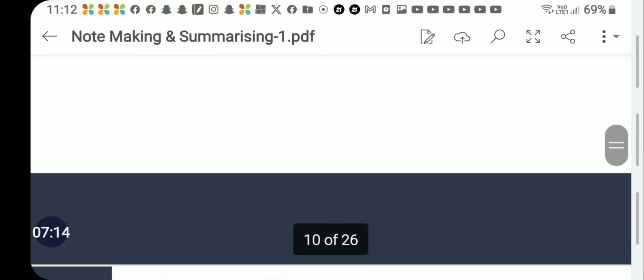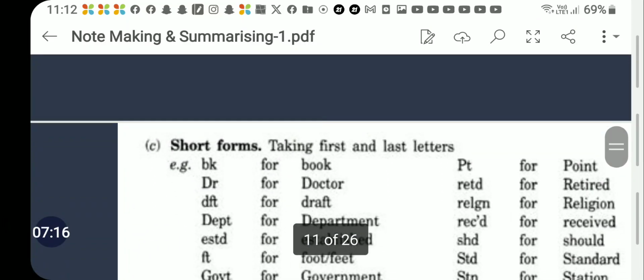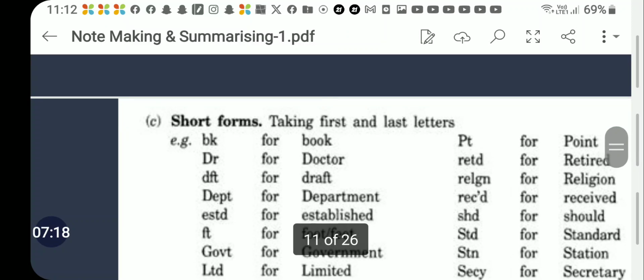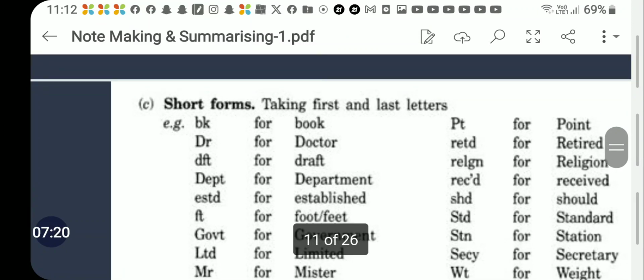These are the contractions. Then we move on to short forms, that is taking the first and the last letters. So you take the first and the last letter. For book, for instance, you will take B, the initial letter, and K, the last letter. So you'll make it BK, book. Doctor, you'll take D and you'll take R, and you'll make it Dr.